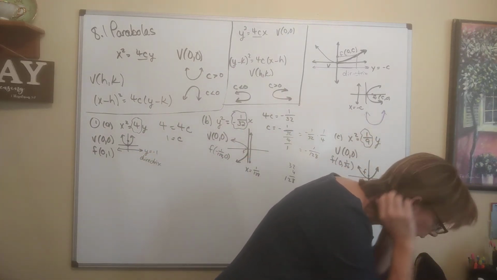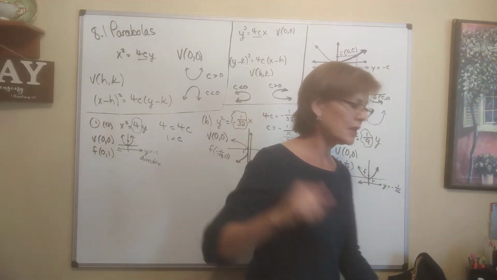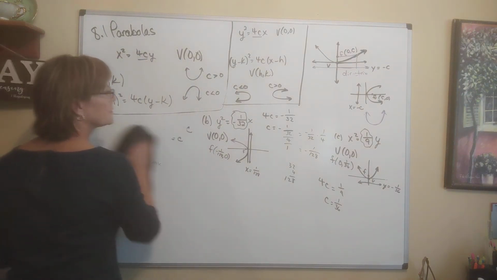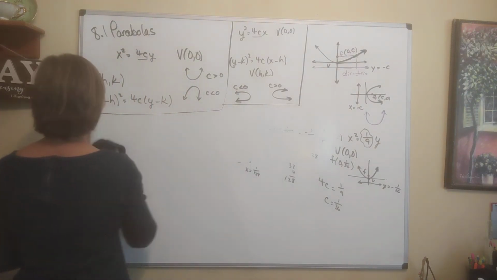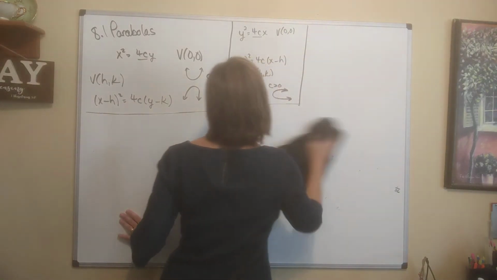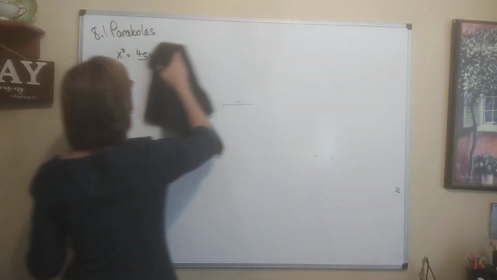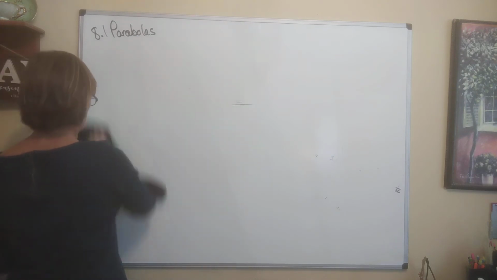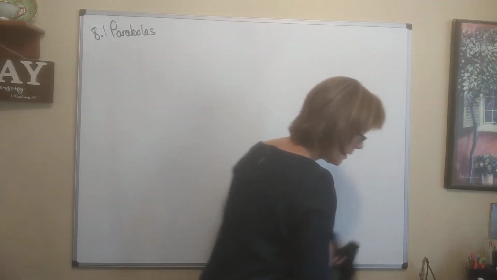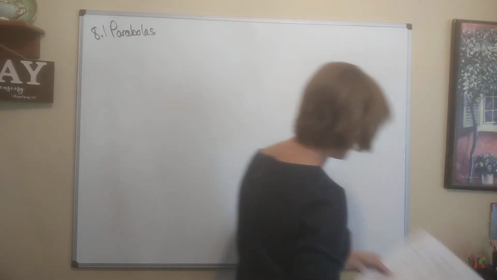Number 2 says sketch each parabola, identify the vertex, focus, the domain, and range. We already sketched some of these, so this shouldn't be too hard. Let's get it going. I'm going to just erase this so I have more room. All right. Number 2, part A says y is equal to x minus 5 squared minus 4.